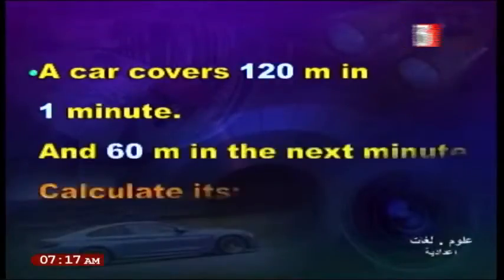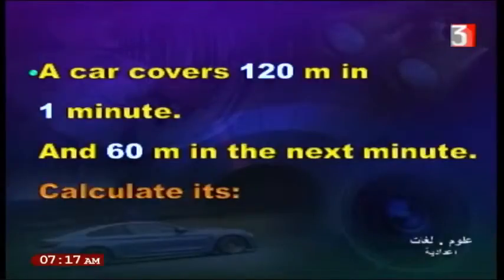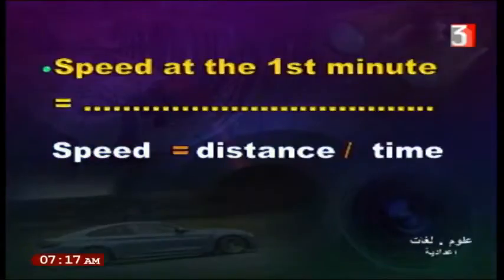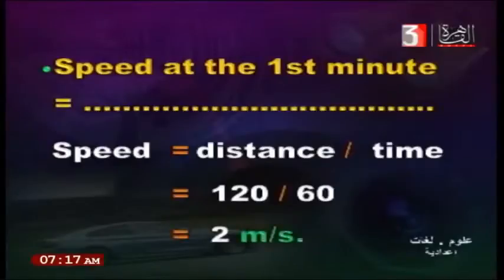Our problems. A car covers 120 meters in 1 minute and 60 meters in the next minute. Calculate its, number one, speed in the first minute. Okay, speed, we know that, is distance over time. So 120 over 60 equals 2 meters per second. So the speed in the first minute is 2 meters per second.